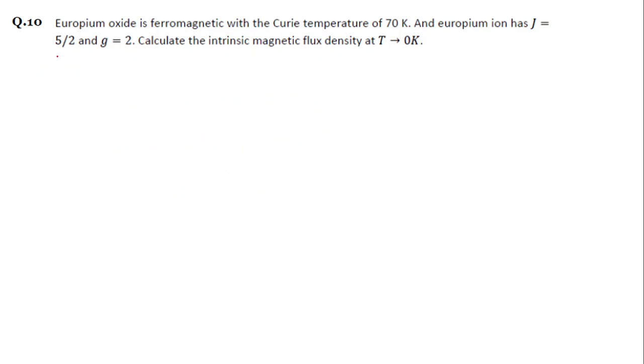Next question is, europium oxide is ferromagnetic with the Curie temperature of 70 Kelvin. This is some material which is ferromagnetic and its Curie temperature is 70 Kelvin. And europium ion has total angular momentum 5/2 and g is 2. Calculate the intrinsic magnetic flux density when T tends to 0 Kelvin. Okay.